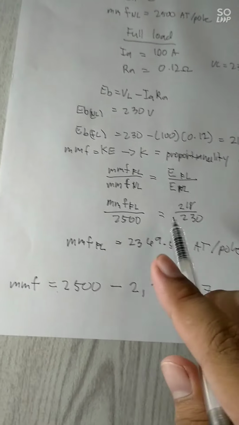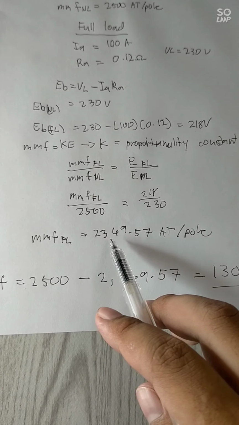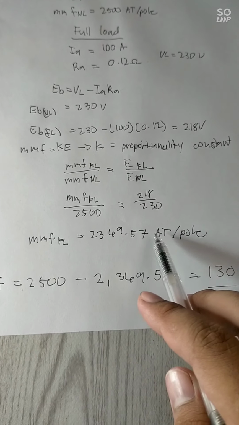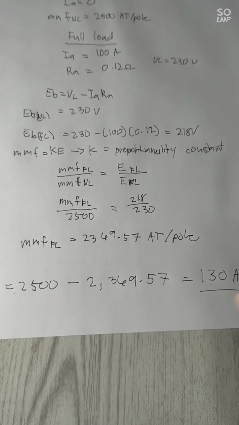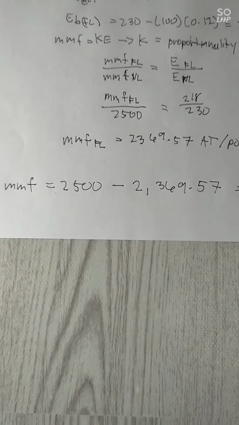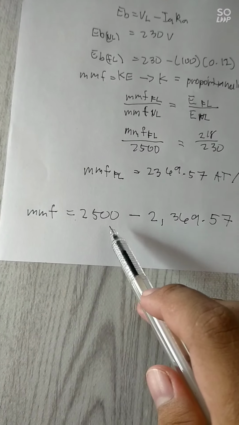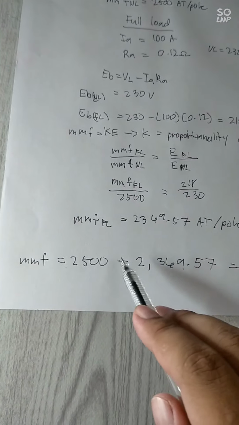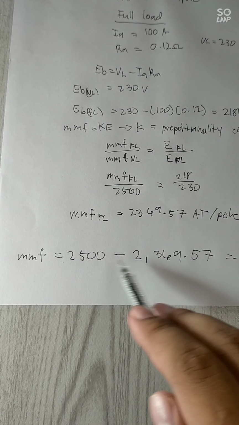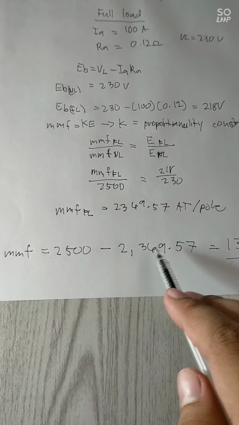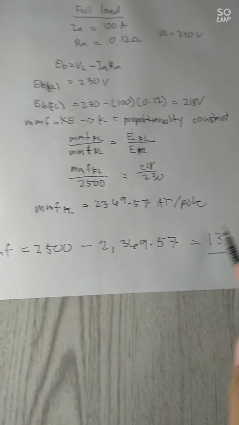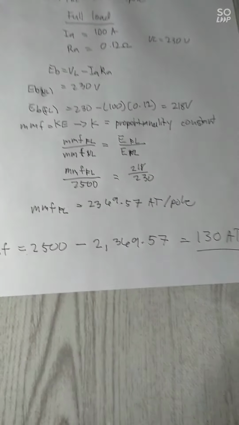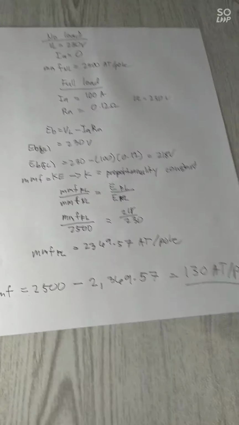So i-solve niya, makuha na to ang answer nga 2369.57 at 80 per pole. So ato na siya minus, no load minus full load. So 2,500 minus 2,369.57 is equals to 130.80 per pole. So that's the solution for the question number 5.